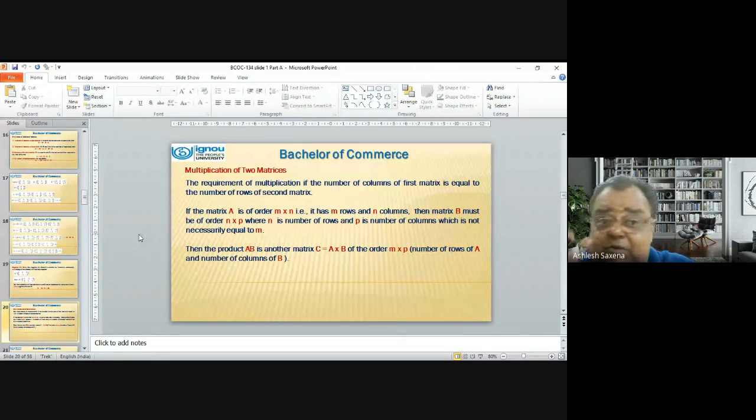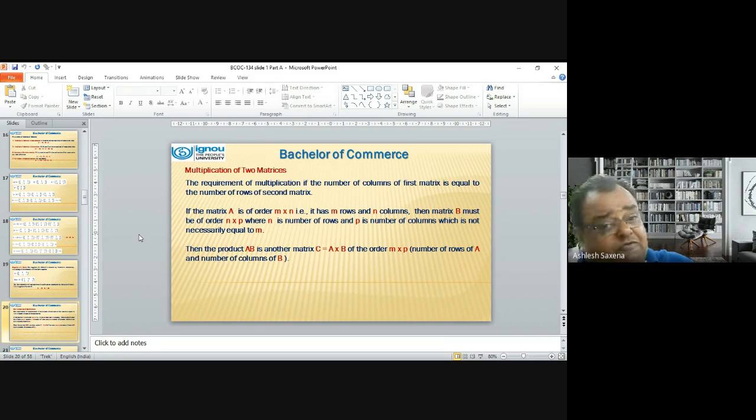Now comes the most important part of your matrix, determinant and its application. Wherever it is, multiplication of two matrices. I'm just dealing with the basic differences. In matrix addition and subtraction, the order has to be same. Then only that operation, addition and subtraction, can be performed.